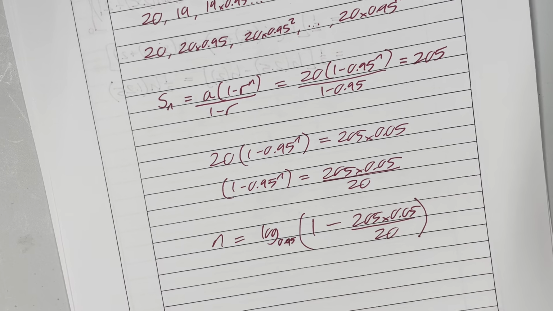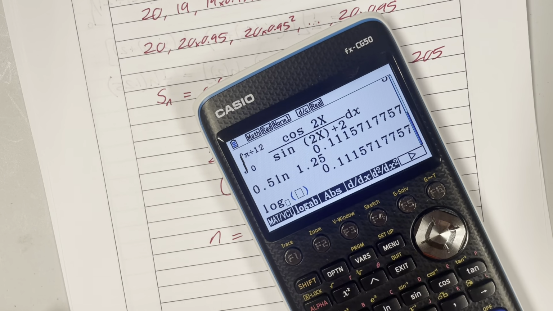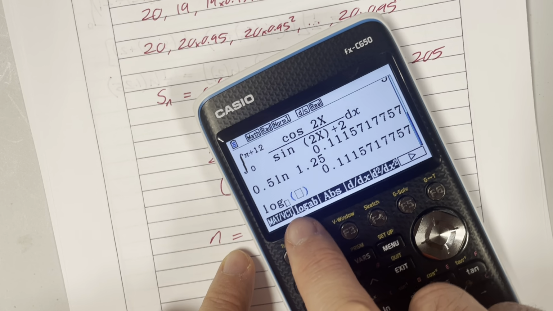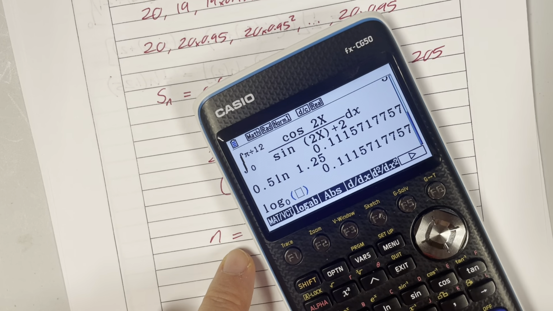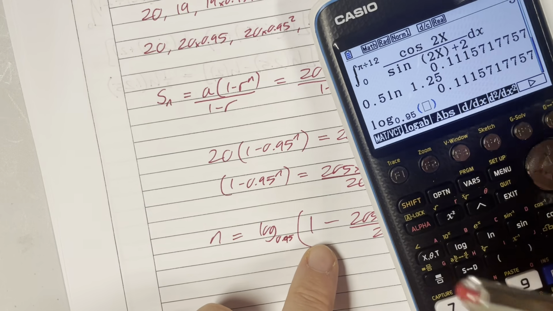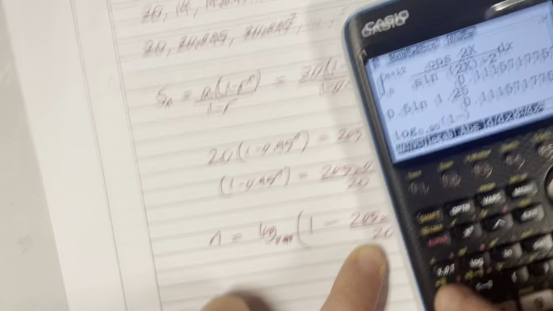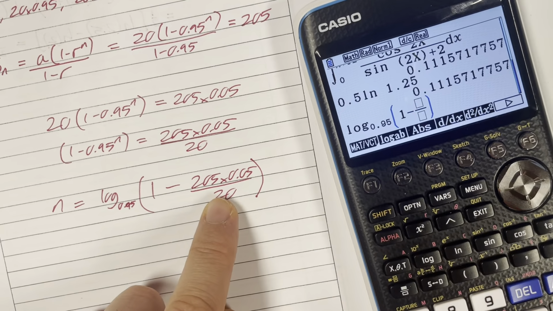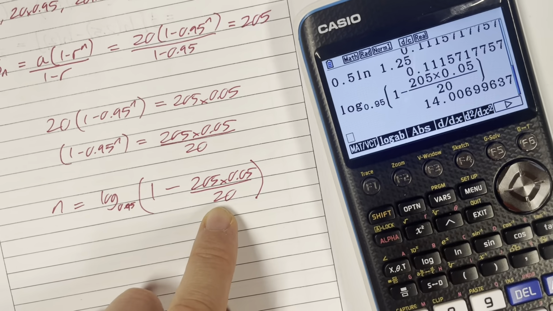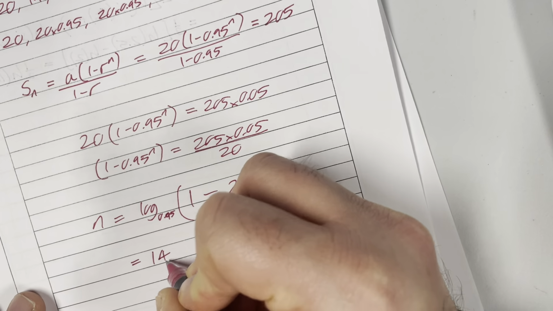Okay, so I'm going to dump that into my calculator. So, calculator, we want general log. There are calculators which don't have this customizable base function, but you can change the base of the log by dividing by some kind of log formula. It's probably at the front of the book again. Okay, so that's 205 times 0.05 over 20, 14.007. So n is 14.007.